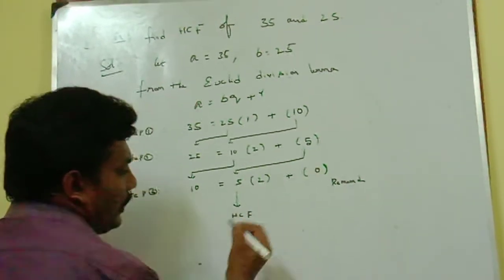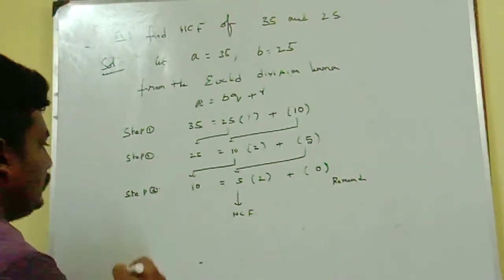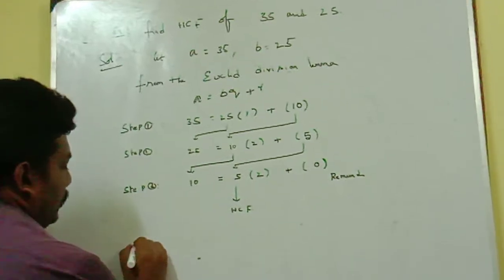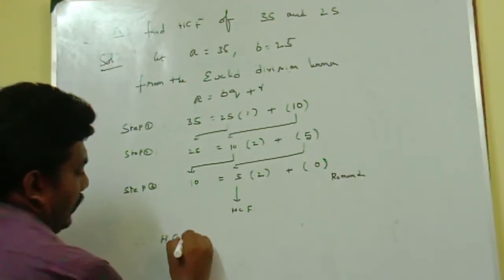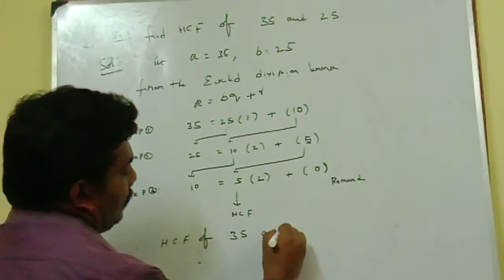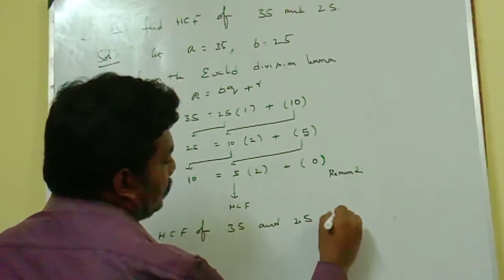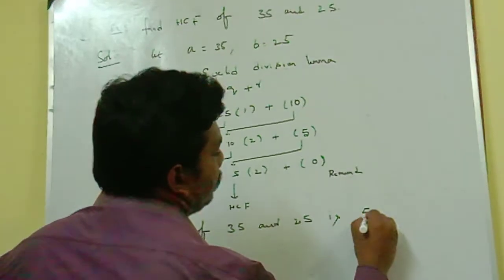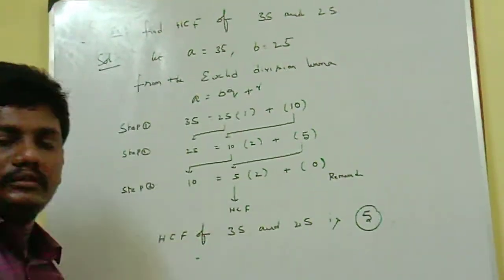This is called HCF. So that means, therefore, the HCF of 35 and 25 is 5. So 5 is the answer.